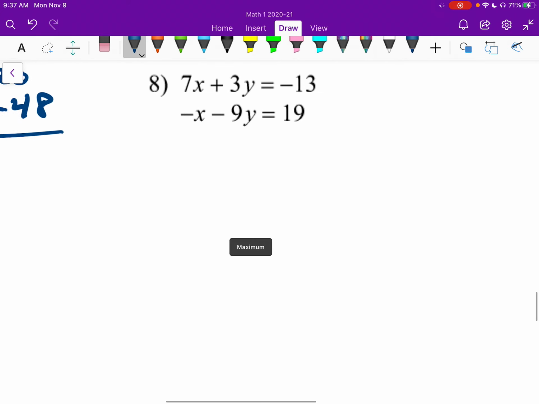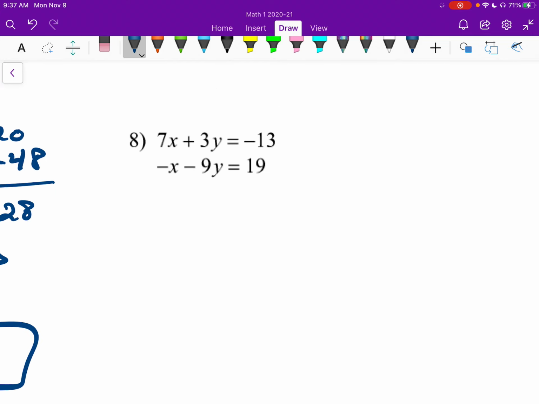All right, number 8. This one, what do I want to do? We could either cancel our x's or our y's. To cancel my x's, it looks like I'd need to multiply the bottom one by 7. To cancel my y's, it looks like I'd need to multiply the top by 3. I think it's easier to multiply by 3, so that's what I'm going to do. Multiply the top by 3.